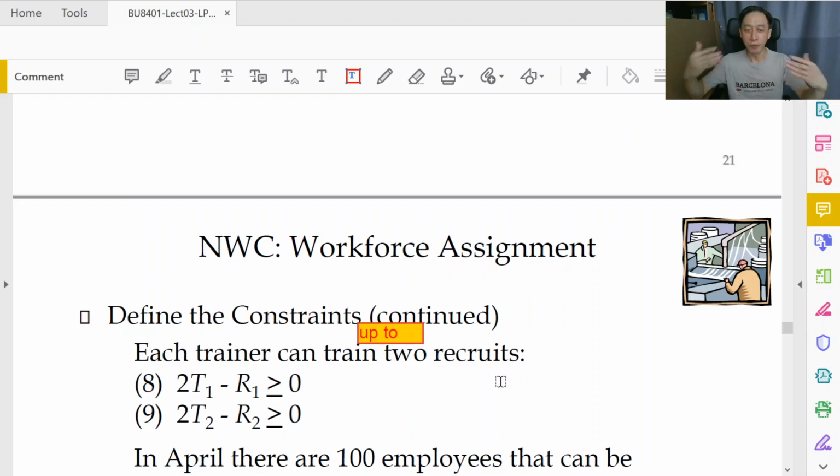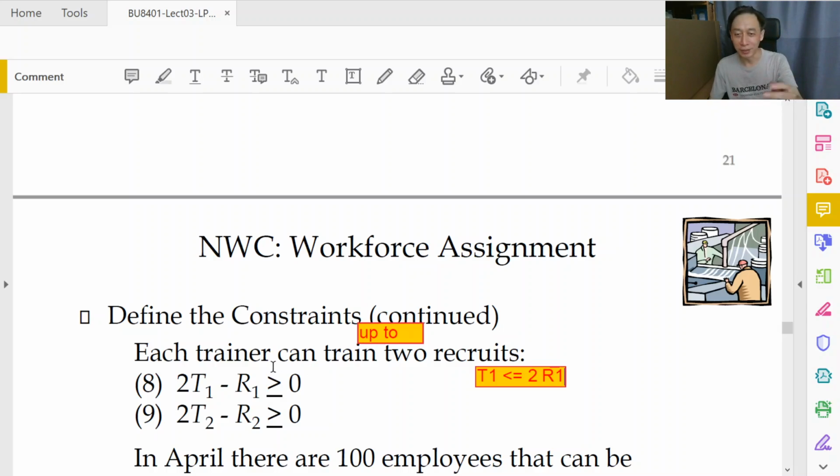Especially for first-time learners in LP modeling, it is easy for us to just look at it and say each trainer can train up to two recruits. So for the first month, T1 trainers can train no more than two recruits, right? Two times R1 recruits. It sounds like that. We want to write this. The urge is there, but it's wrong.